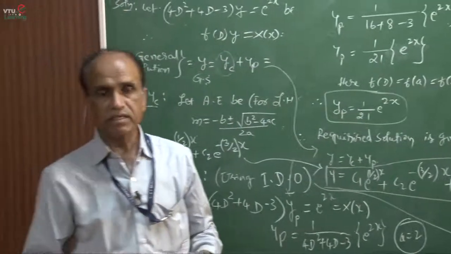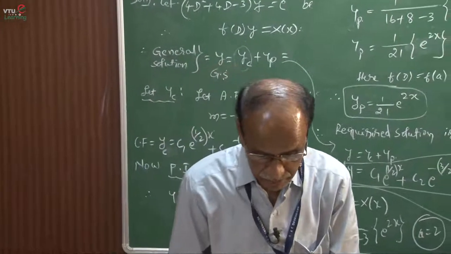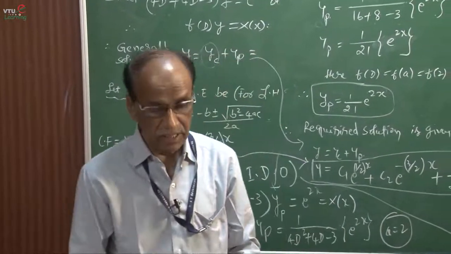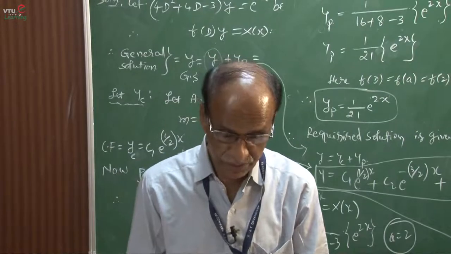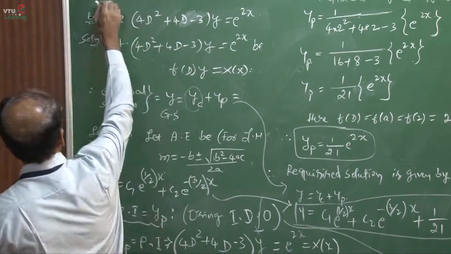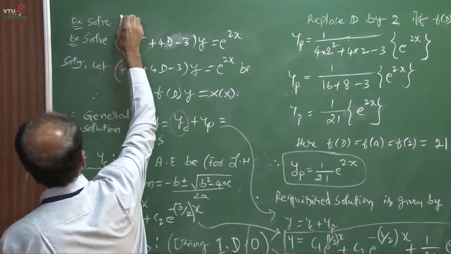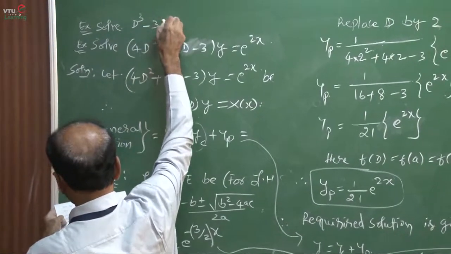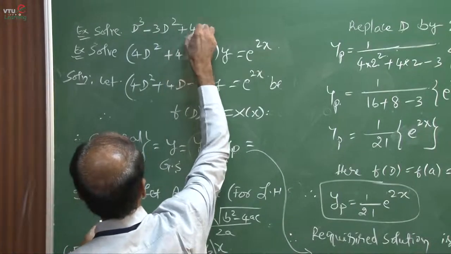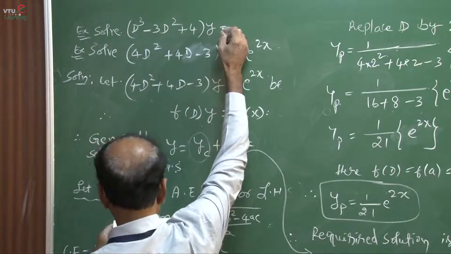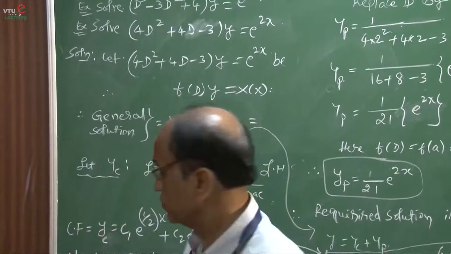With the same idea, we will move on to the next problem. How does that problem behave for the claim of that particular integral, whether it is 0 or becomes a non-zero number? Solve d cube minus 3 d square plus 4, operating on y, is equal to e to the power 2x. We will verify how this problem behaves.